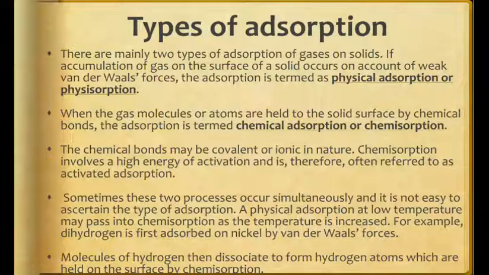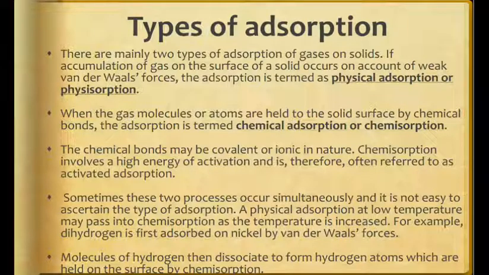The chemical bonds may be covalent or they may be ionic. Chemisorption involves a high energy of activation and is therefore often referred to as activated adsorption. Sometimes these two processes can occur simultaneously, and it is not easy to ascertain the type of adsorption. A physical adsorption at low temperature may pass into chemisorption at the higher temperature.